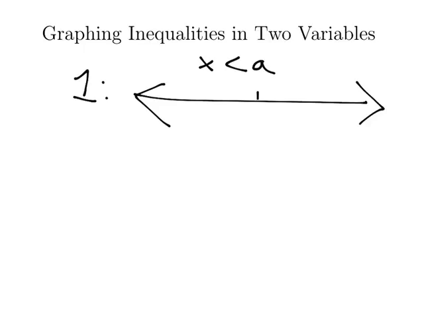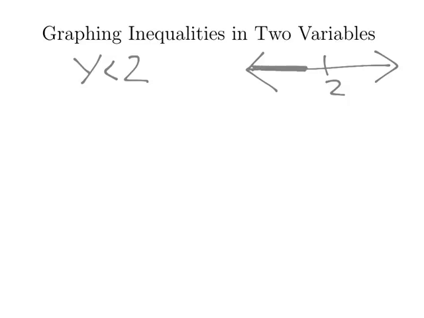This lesson is on graphing inequalities in two variables. We can start by remembering how we graphed inequalities for one variable. If we had x is less than a, for example, we'd have our number line, we'd have a here, and x is less than a would mean everything before a, in an open circle. The open circle is because it doesn't say less than or equal to, it just says less than. However, if it was less than or equal to, then it would be a closed circle, and I could fill it in.